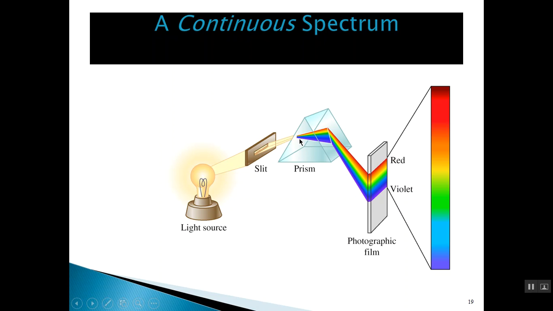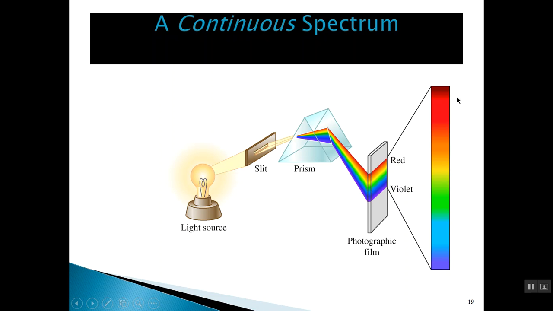Now the effect that the prism will have on the beam of light is that it splits the light up into different colors based on their different wavelengths or frequencies. So the light passes through the prism, and then when it emerges from the prism, it is projected onto a screen, and what you see are the different colors of light, which correspond to the visible part of the electromagnetic spectrum. So we call this a continuous spectrum.